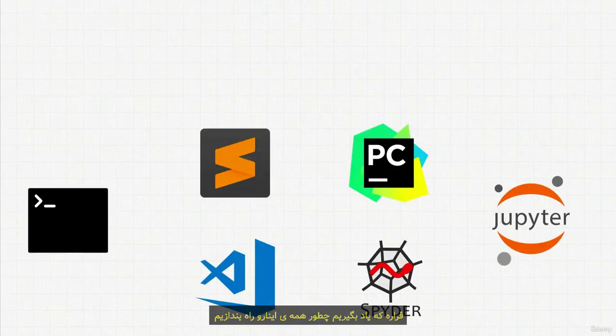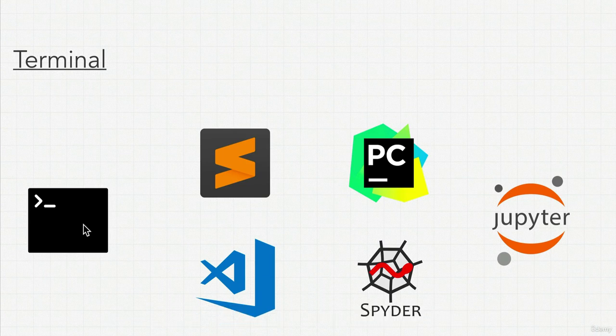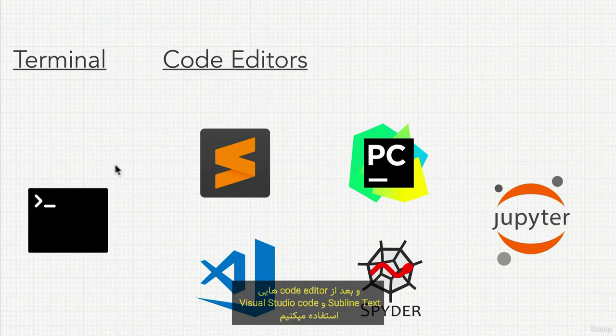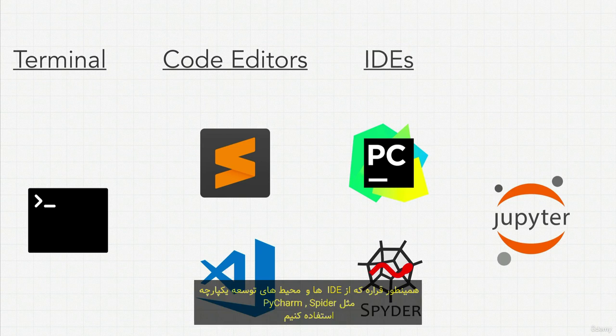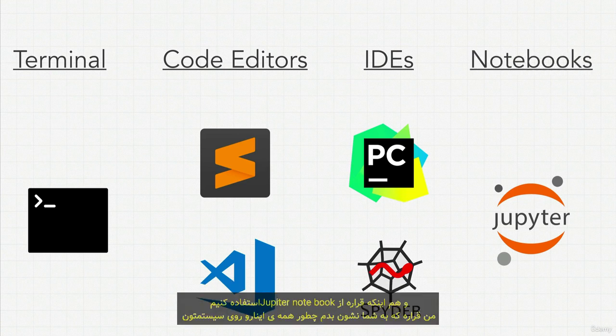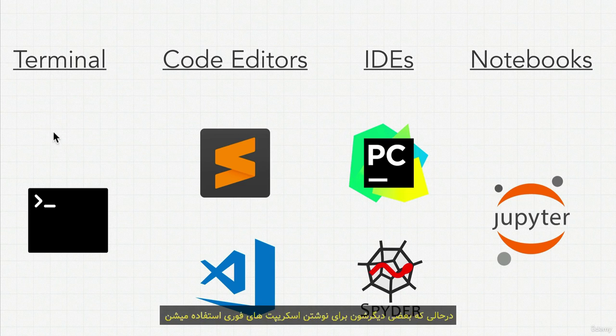We're going to learn how to have all of these set up. First, we're going to have our terminal or command line where we can run Python from right in what we call a REPL. And then we're also going to use code editors like Sublime Text and Visual Studio Code. We're also going to use IDEs, or integrated developer environments, like PyCharm and Spyder. And we're also going to use Jupyter notebooks. And I'm going to show you how to set up all of these on your computer, what the pros and cons of using each are, and how some of them might be used for machine learning, while others might be used for writing quick scripts.